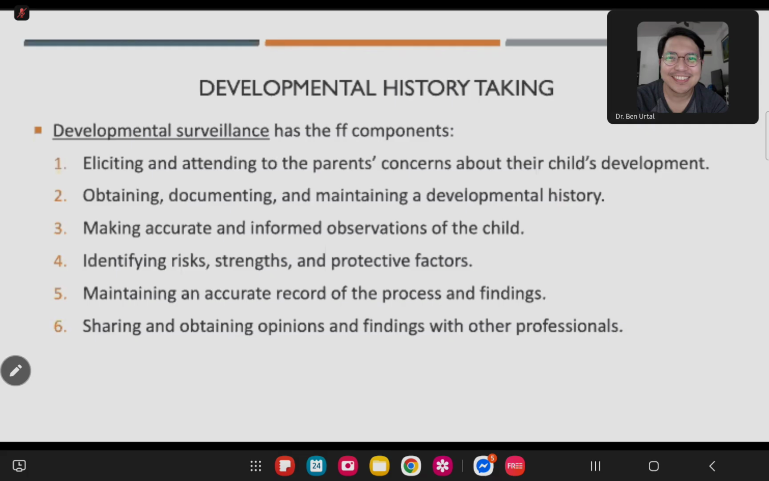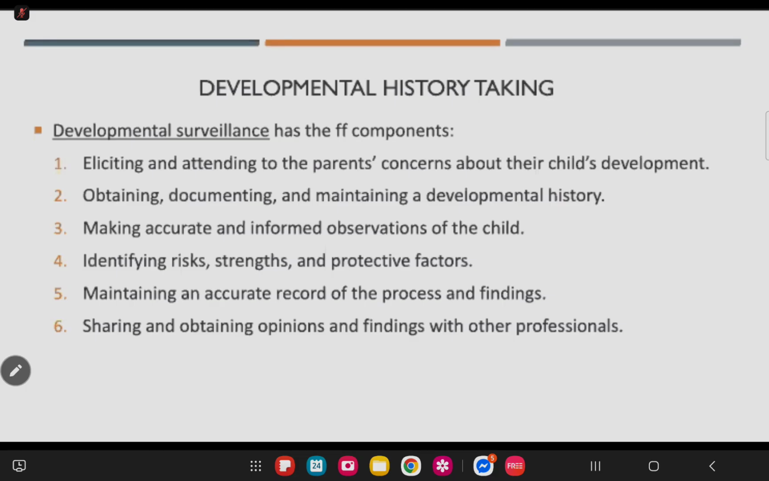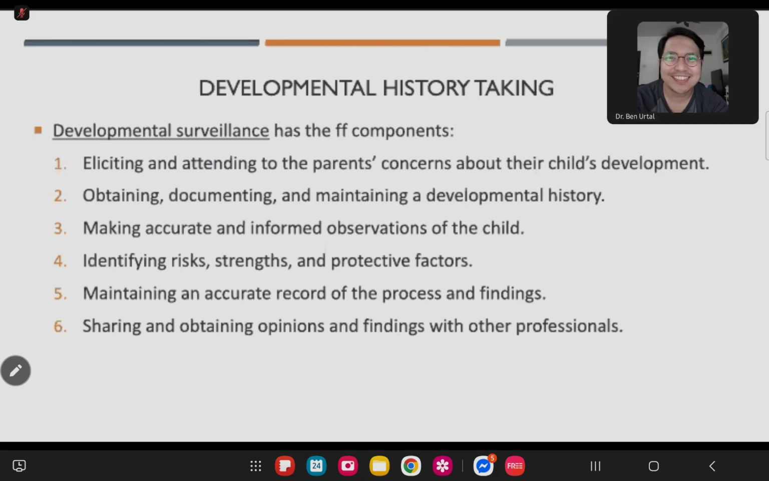Third, making accurate and informed observations of the child. So it's similar to number two. So your proper and accurate documentation should be done since observations are taken longitudinally. So you have an observation made at 3 months and then you document another observation at 4 months. This can be very different. Okay, the changes are subtle, but they are important.